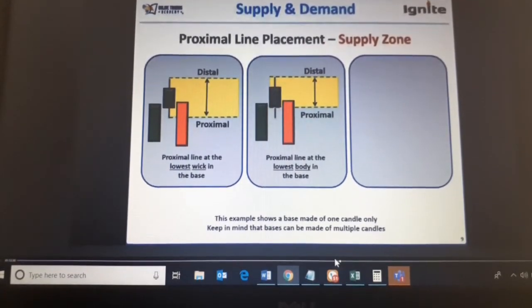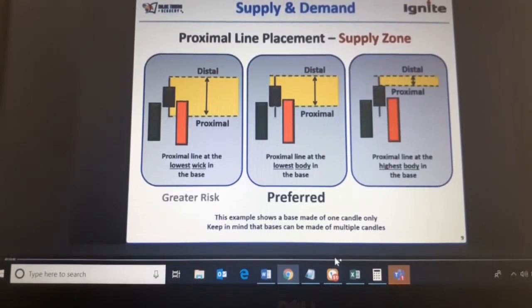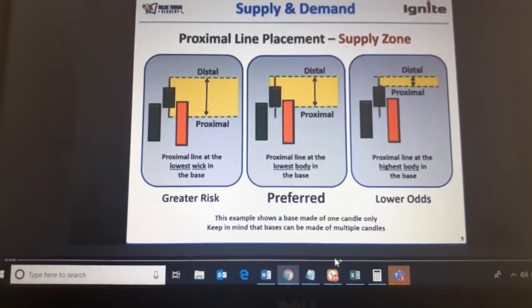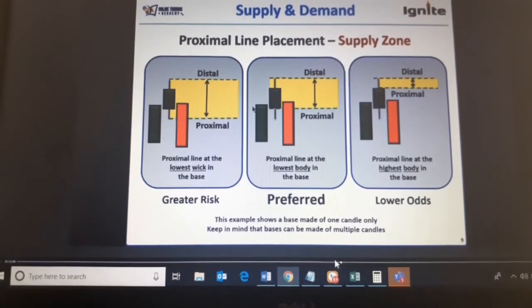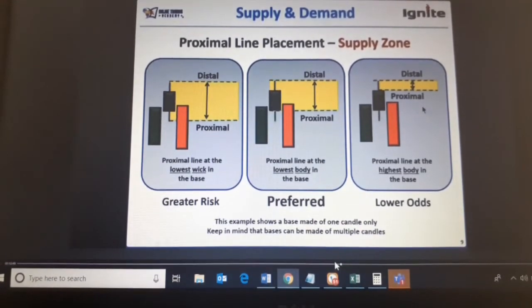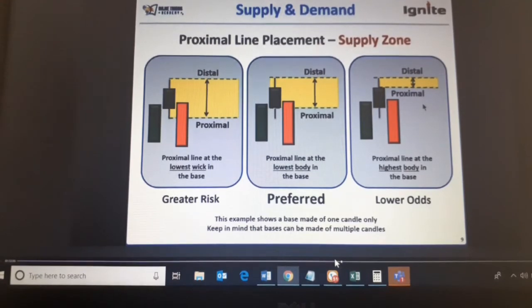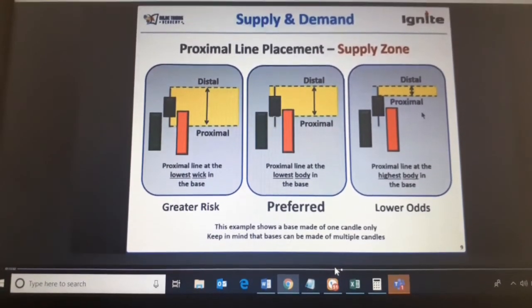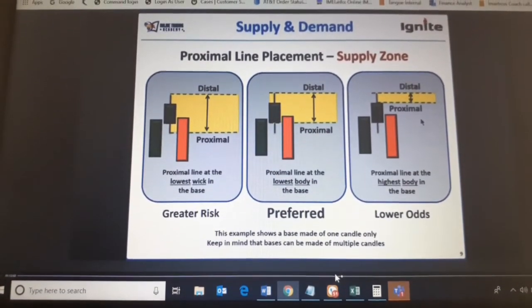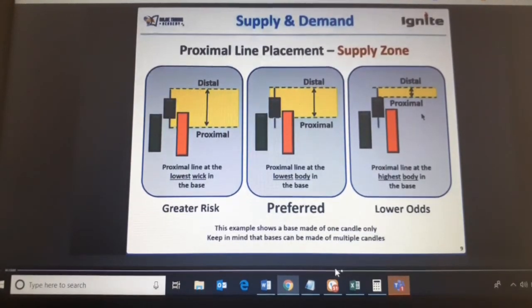Okay, so that's your proximal line at the very lowest body in the base. Now, proximal line at the very highest body in the base. So if you see over here, it's completely reverse of what we had in marking the demand zone. So it's just the reverse.